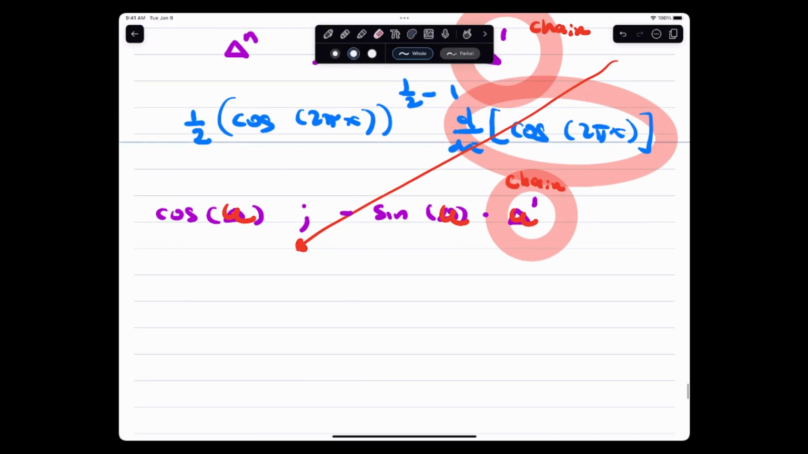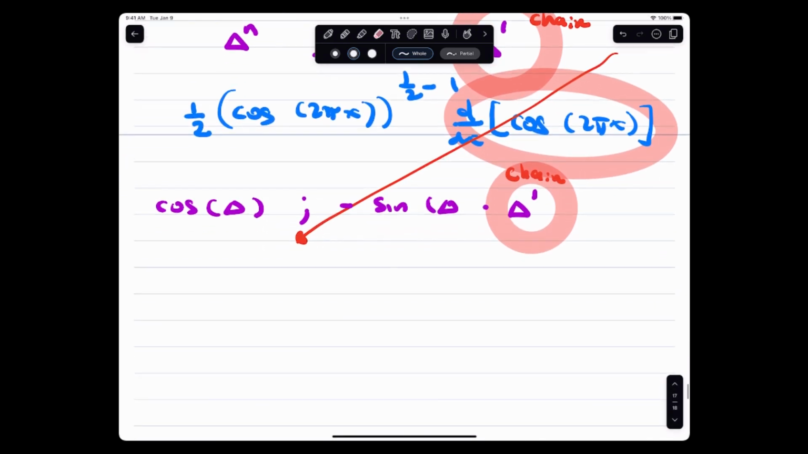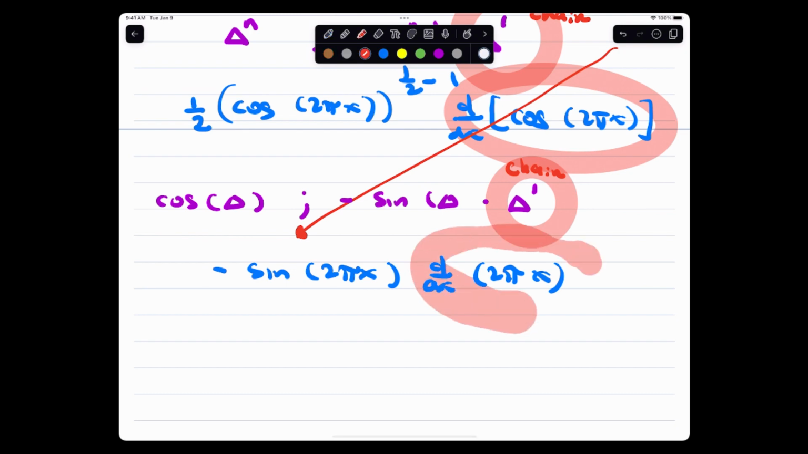Is that right? And you say, well, I don't like the u. Okay, do you guys see my point? You say, what's the derivative of cosine of that 2 pi x? Well, it's minus sine of 2 pi x times the derivative with respect to x of 2 pi x. Is that right? Don't forget that this also has a chain.